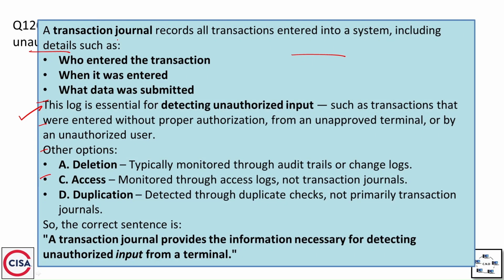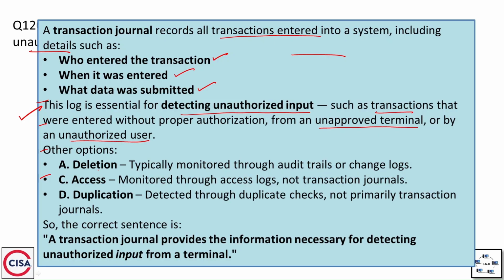So a transaction journal records all transactions entered into a system, including details such as who entered the transaction, when it was entered, and what data was submitted. This log is essential for detecting unauthorized inputs, such as transactions that were entered without proper authorization from an unapproved terminal or by an unauthorized user.